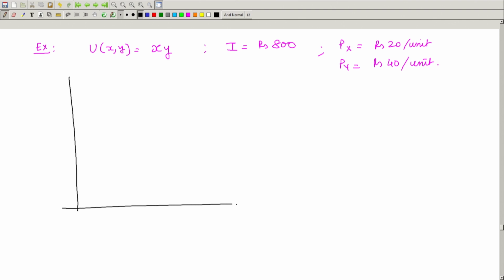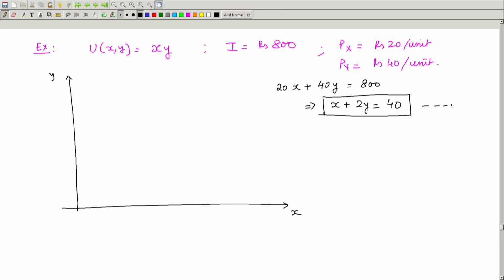So let's first write down the budget constraint. I'm solving for two unknowns, so I need two conditions. One is going to be my budget constraint, because my optimal bundle is on the budget line, so it must satisfy the equation of the budget line. 20 times X is my expenditure on good X, 40 times Y is my expenditure on good Y, and it must equal 800. I don't need to write less than or equal to, because I've already seen that my optimal bundle is on the budget line. If I divide by 20, I can write it as X plus 2Y equals 40. So this is my one condition.